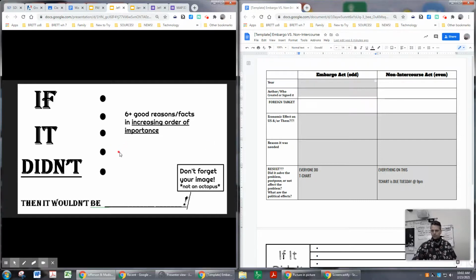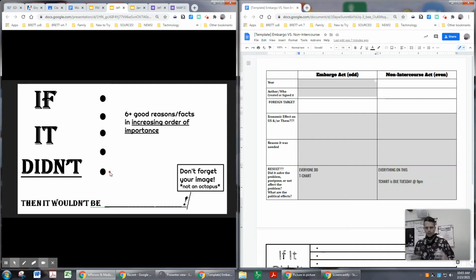For the next bullet point, I'd go on to the next category on my chart. Reason it was needed, like what's going on. And last one, because what we really want to do, kind of what you always want to do, is build up to the most important stuff. So in that final bullet point, give me the bottom line about the Embargo Act, or the bottom line about the Non-Intercourse Act. Tell me, did it solve the problem? Did it postpone it? Did it affect the problem in any way? Is there political fallout? Is it like a disaster for Jefferson or Madison? Does it do anything good? That's where you want to wrap in the big conclusion.